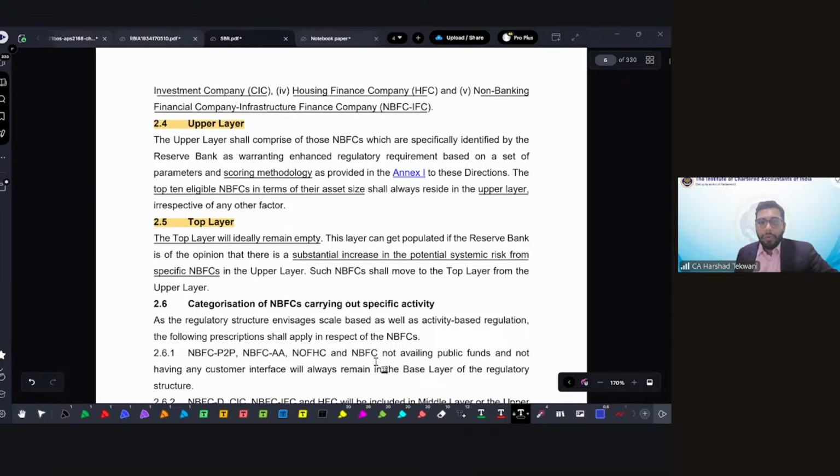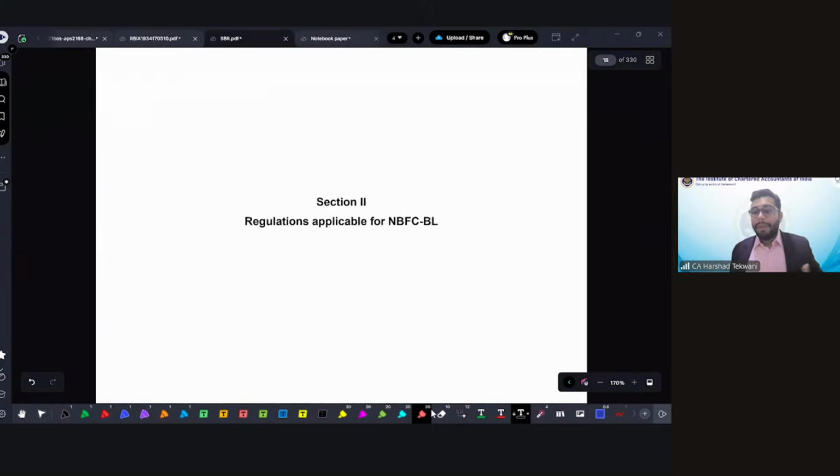So now the question is, why are we referring to these layers? What is the use of these layers? What is the purpose of this layer? The purpose of this layer is understanding the regulations applicable. Now, when I say scale-based regulations, that means based on the scale, base layer, upper layer, top layer, or middle layer, the regulations will apply to them.